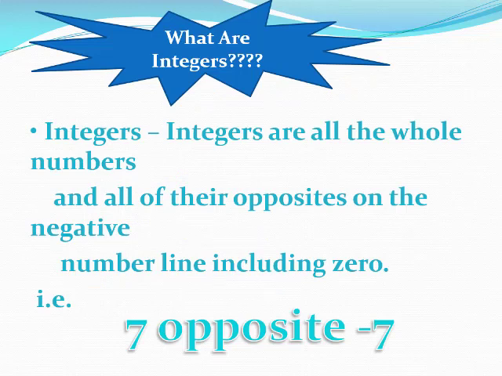Now, let's define what are integers. Integers are all the whole numbers and their opposites. For example, let's see the number 7, its opposite is negative 7. This is the first time for us to hear the word negative. So we will define the word negative.